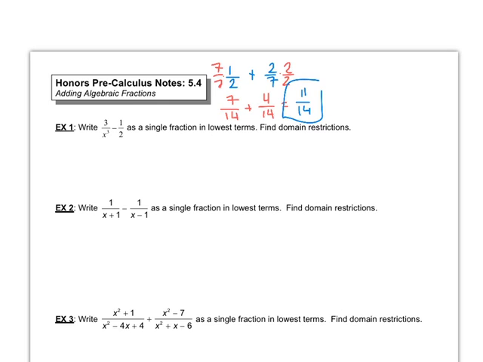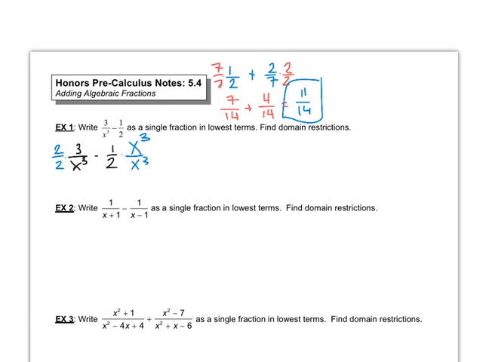So 3/x cubed minus 1/2. I'm going to rewrite this so I have more space. 3/x cubed minus 1/2. I need a common denominator. In this case, again, it's going to be just from multiplying my two denominators together. My common denominator is going to be 2x cubed. So for the first fraction, I'm multiplying by 2/2. The second fraction, I'm just going to multiply by x cubed over x cubed.